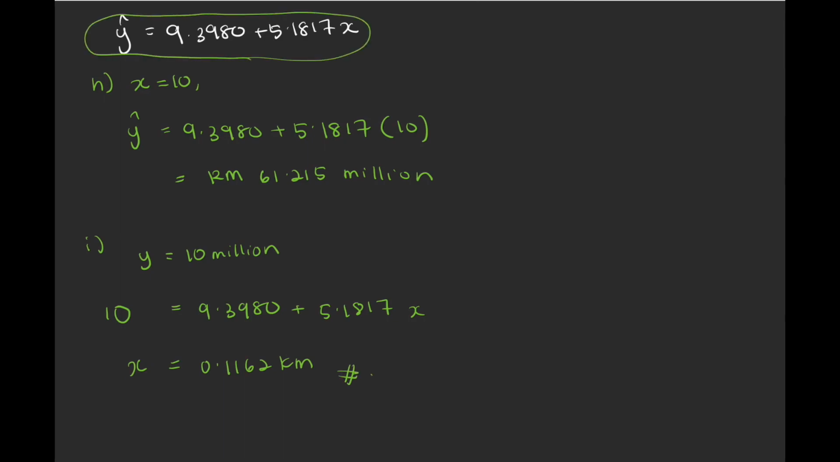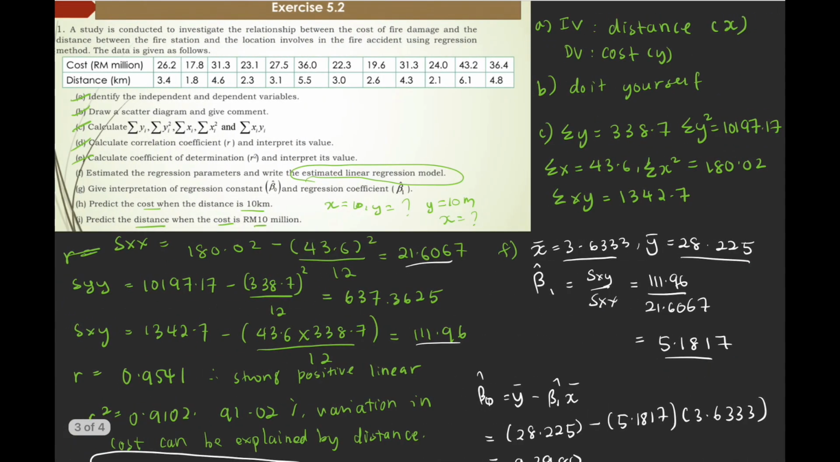Okay, so use this equation. Make sure this equation is correct, then your prediction is correct. When you wrongly calculate your beta naught and beta 1, your equation is wrong. When you wrongly calculate all the summations, your R will be wrong. So it is related to here. When you wrongly determine your x and y, all will be wrong. So exercise 5.2 number 1, please try on your own. Thank you.